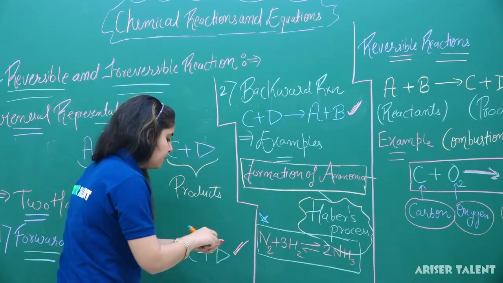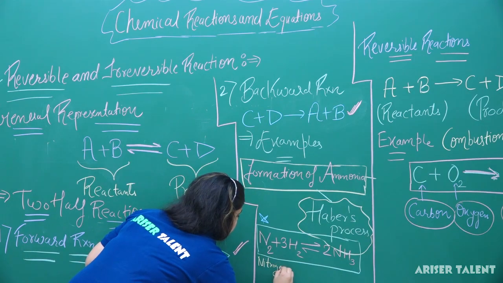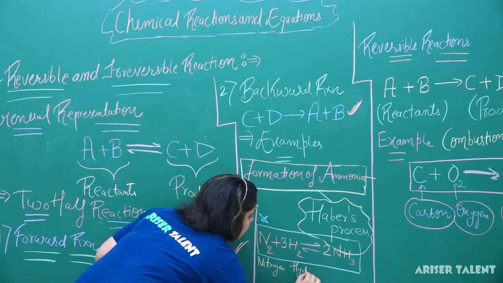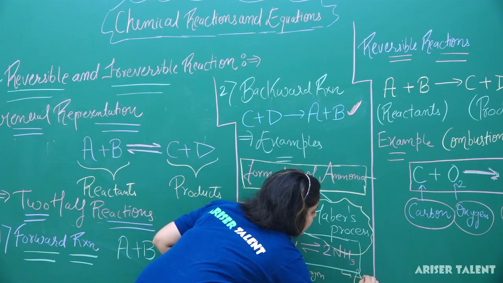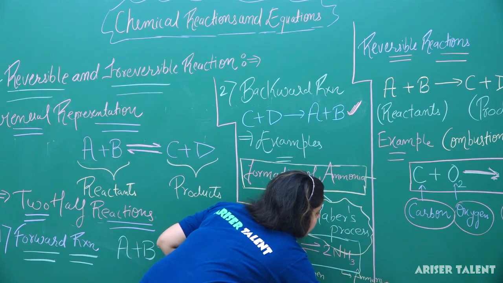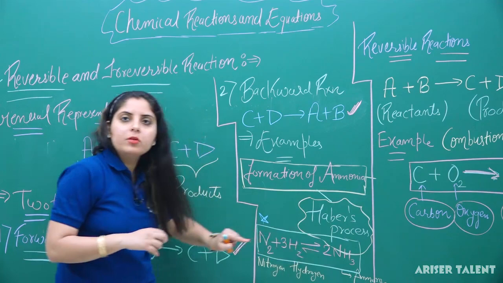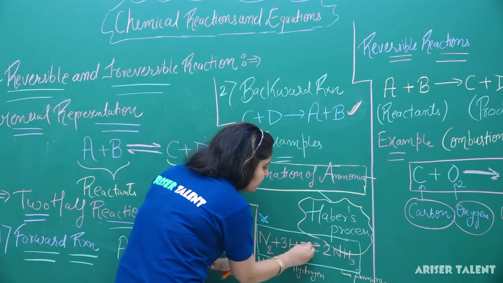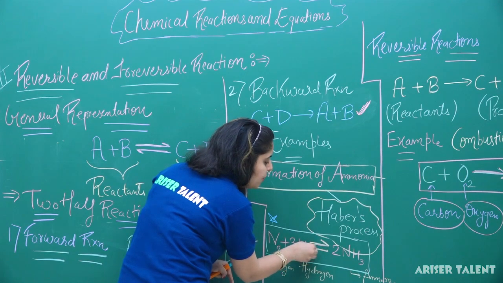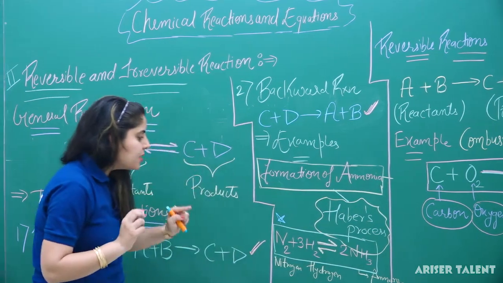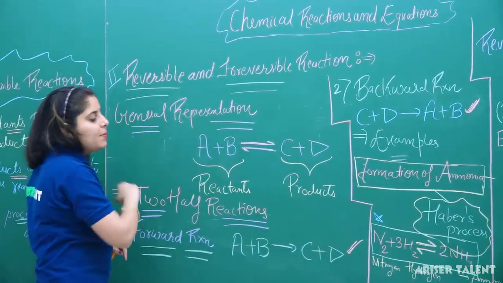This is nitrogen. This is hydrogen. And 2NH3 is ammonia. Now what we have seen here is that the reaction proceeded in both directions. Firstly in the forward direction, and again we can get N2 plus 3H2 after the decomposition of ammonia. So this type of reaction is categorized in the category of reversible reaction.